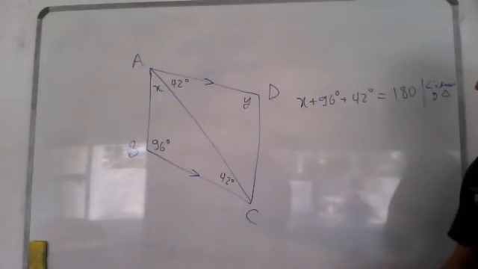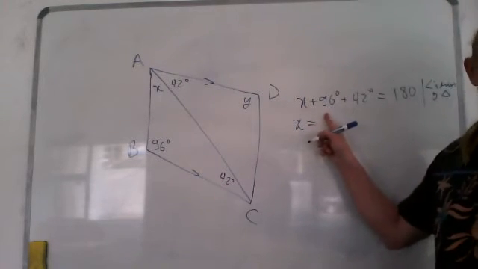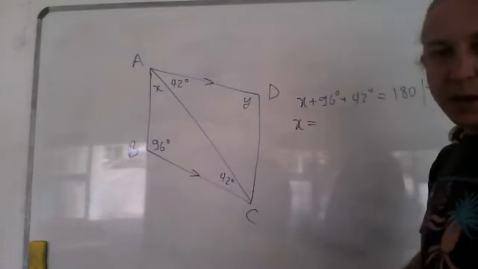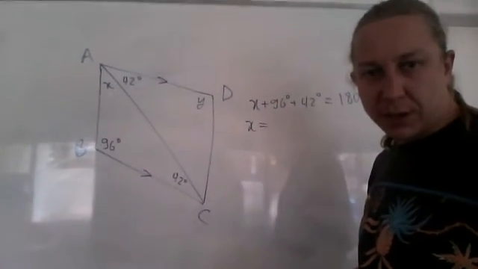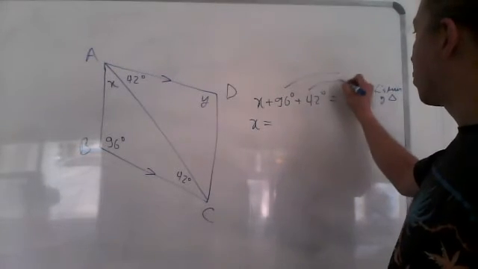Now what we have to do is solve for x. So x equals, we're going to take the 96 and the 42 to the other side. Let me just move the camera a bit so you can see. There we go. So 96 and 42 go to the other side.